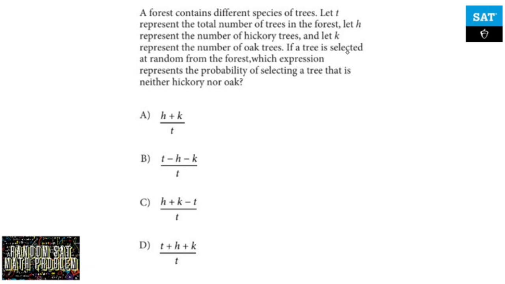All right, so whenever you do probability, it is what you want over the total. That's how probability works. In this case, the total amount of trees is T. It tells me that H is hickory, K is oak, because oak starts with K. And it's asking me, we want everything but that.